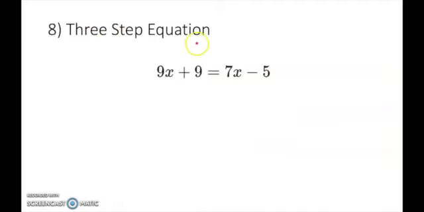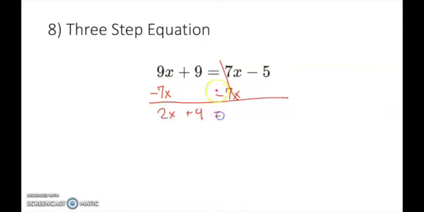Here's our first three-step equation. We have 9x plus 9 is equal to 7x minus 5. We have x terms on both sides of the equation, so we need to combine them into one side. So let's subtract 7x from both sides of the equation. Well, 7x and 7x cancel out. 9x minus 7x is 2x. The plus 9 comes down, the equal sign comes down, and we're left with negative 5 on the right side.